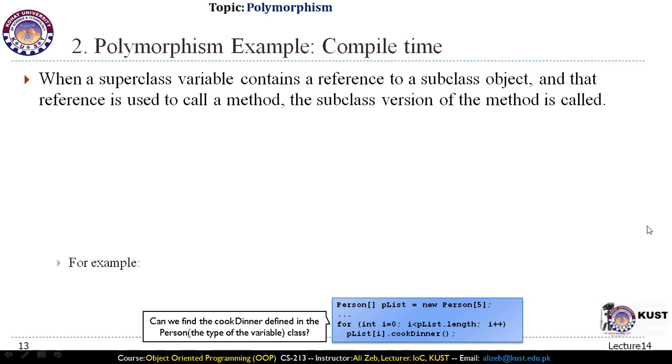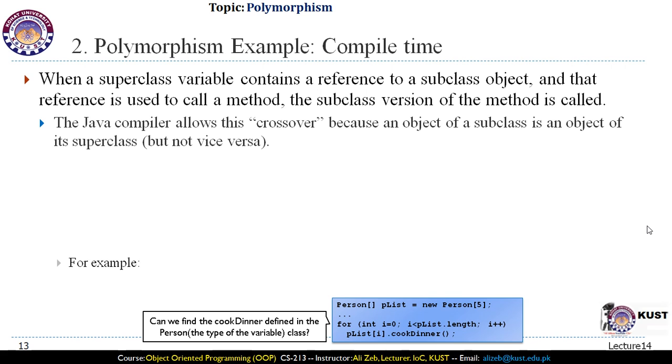And we saw that in our examples as well, that when we were using the superclass to make a reference to a subclass object, and when we call the method that was there in both the superclass and the subclasses, the subclass's version of the method was being called. For example, in the person class we had a cook dinner method, and when we declared an object of one of the subclasses using the reference to the superclass variable, and used that variable to call the cook dinner method, the subclass's method was being called, and we saw that in the previous lectures as well.